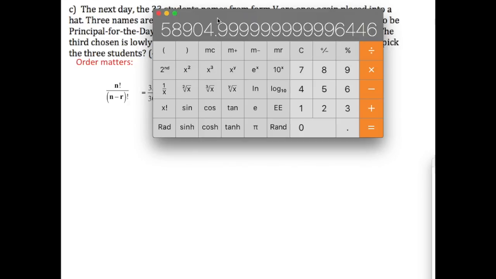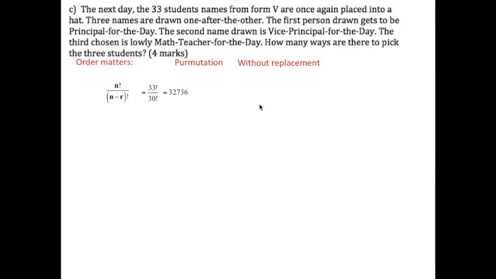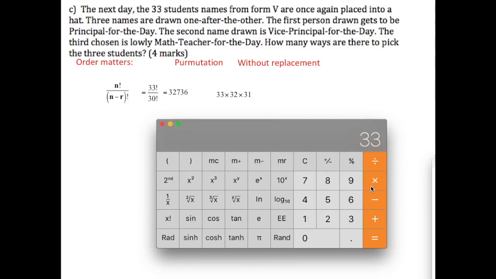Handy dandy calculator time. 33 factorial divided by 30 factorial is 32,736. The other way we could have done it is we could have said, look, this is a permutation. We have 33 choices for the first person, times 32 for the second, times 31 for the third. Since order matters, we just leave this alone, and that's going to give us the same number. 33 times 32 times 31 is 32,736.